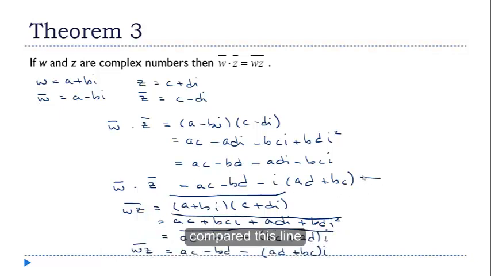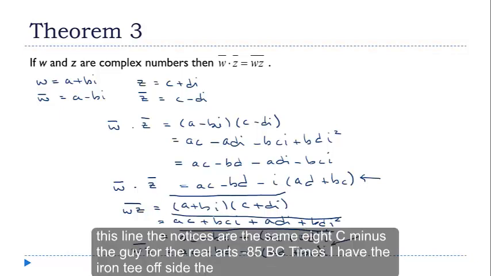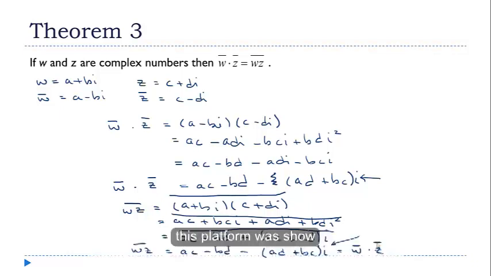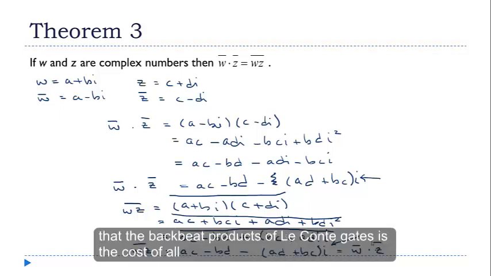But now look back up here. Compare this line to this line. And you notice that they're the same. AC minus BD for the real parts minus AD plus BC times I. I have the I on the opposite side, but in multiplication you can put the I anywhere. As a matter of fact, I'll go ahead and do it. We'll move the I over here. And now they're exactly identical. So this is equal to this. And that's what I wanted to show. I've shown that the product of the conjugates is the conjugate of the product.